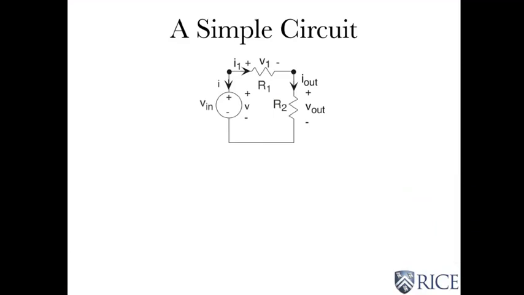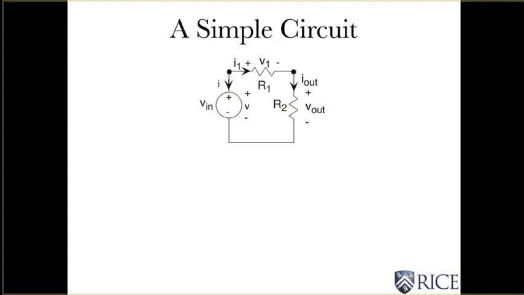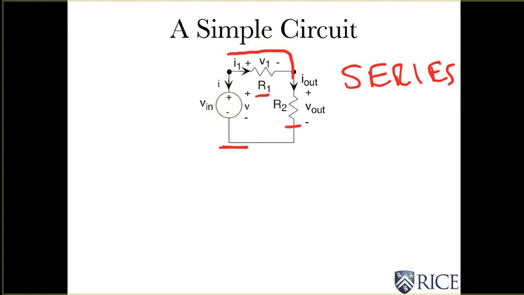Here we have three elements connected together. I have a voltage source and two resistors connected together one after another in what's called a series configuration. What series means, and this is the way I like to think about it, is that if I were an electron and I try to go out of one element, I have no choice but to go to the next one. That means they're in series. So we have an entire series configuration of a voltage source and two resistors.